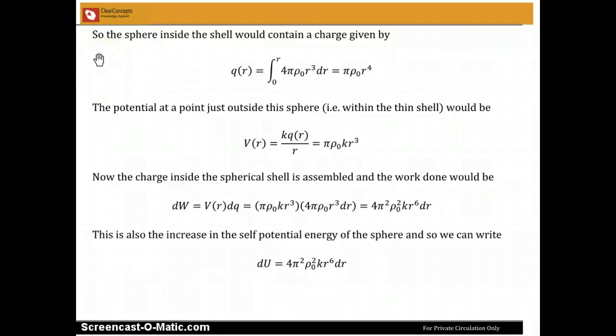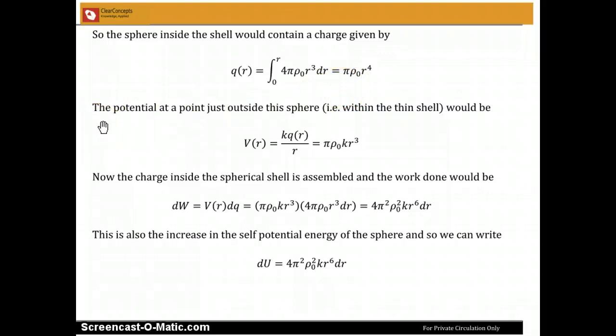So now if we consider the sphere that is just inside the shell, that is a sphere of radius small r, you can find out the entire charge that is contained in that sphere. That would be q_r, which I obtained by integrating the previous expression 4 pi rho naught r cubed dr between the limits 0 and small r. When I do that, I get pi rho naught r to the power 4.